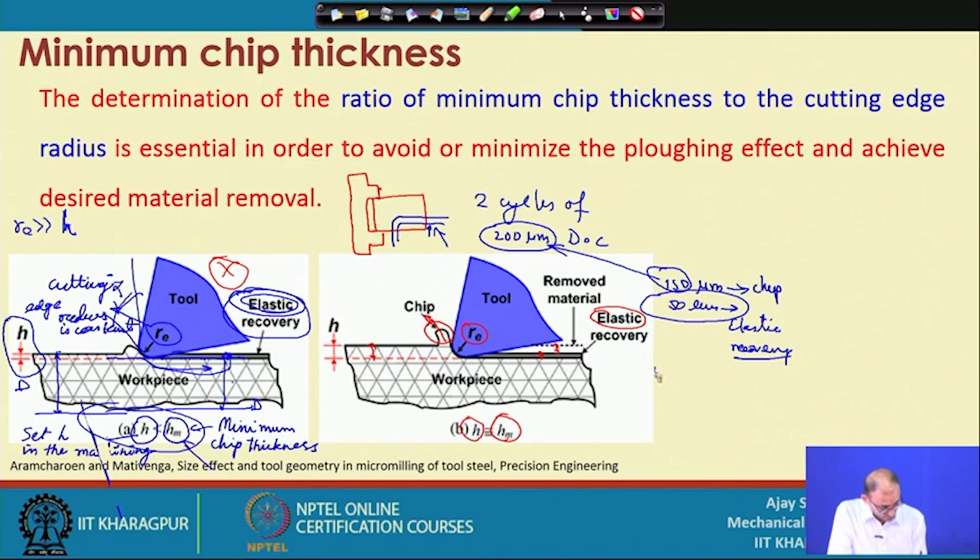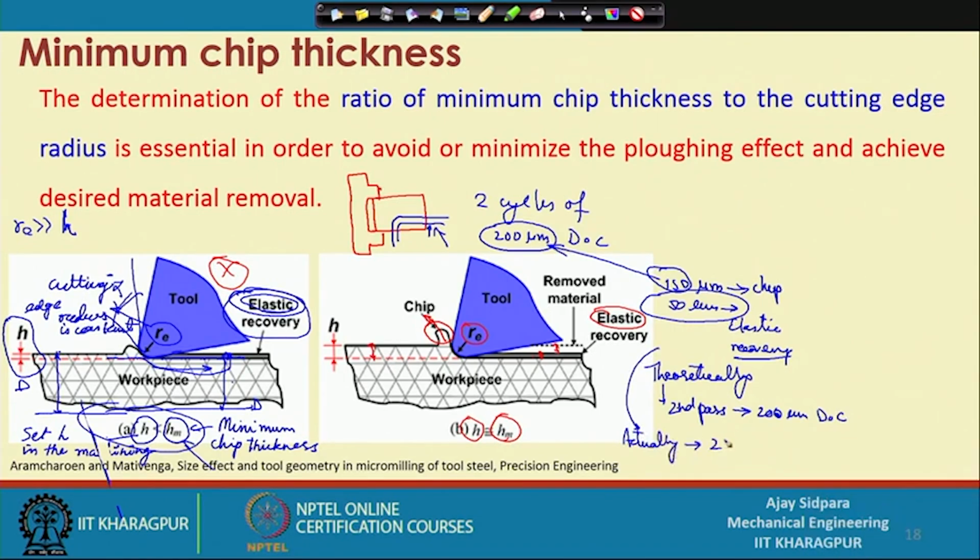So, theoretically your second cycle, or second, not cycle, let us put pass, that is the more appropriate word. In the second pass, how much material do we want to remove? We want to remove 200 micron, that is the 200 micron depth of cut. But what is happening actually is that you are giving a depth of cut of 250 micron, because 50 micron is already recovered here.